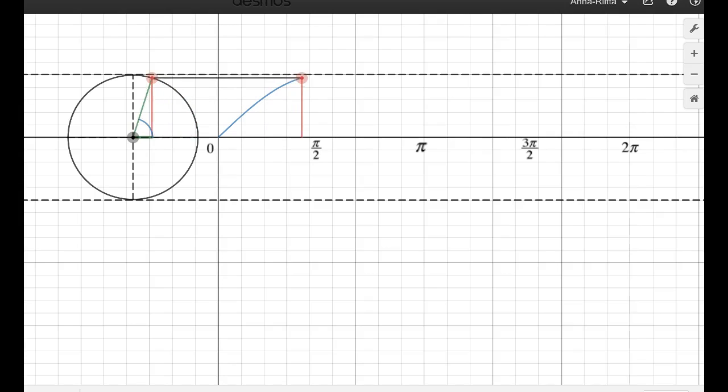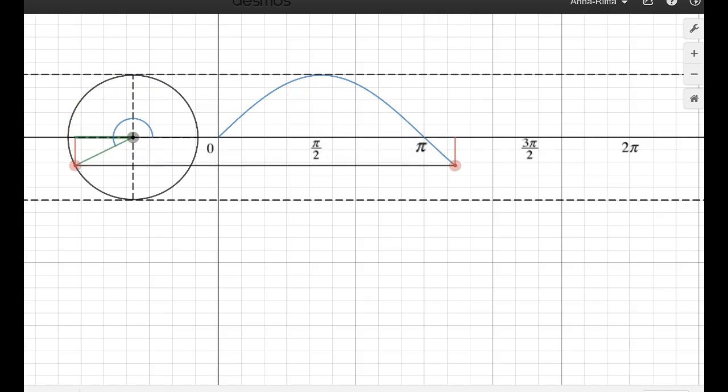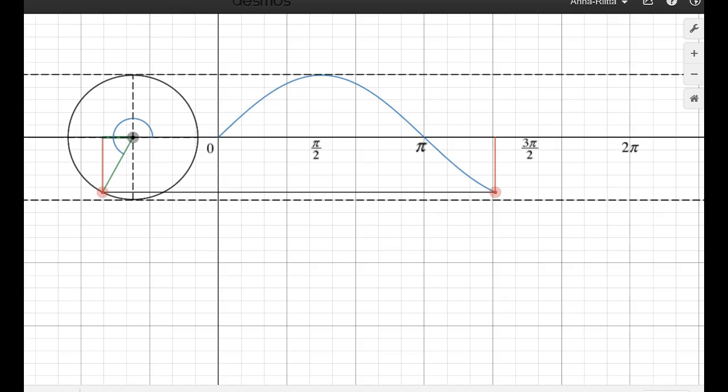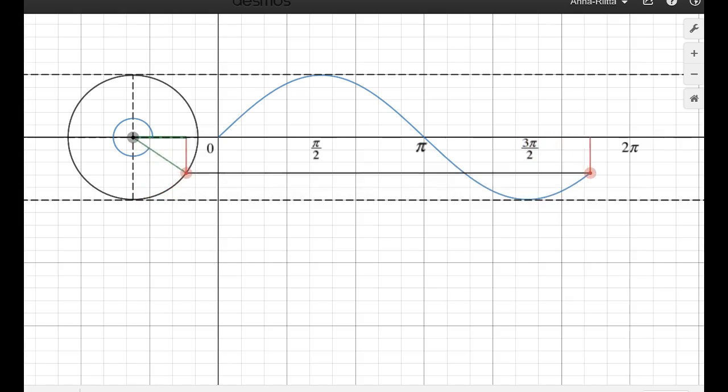At pi on 2 radians, we're going to meet our maximum amplitude. In this case, because it's a unit circle, it's going to go up to 1. All the way back down to pi is going to be 0. At 3 pi on 2, we're going to be down to -1, and then back up to 0 at 2 pi. And that function will continue like that.